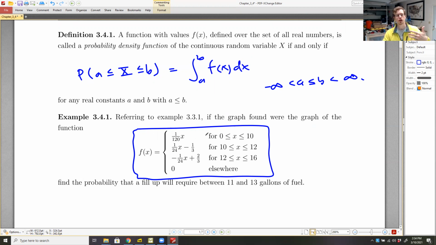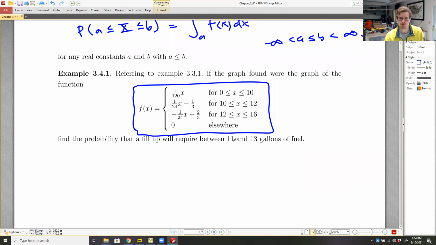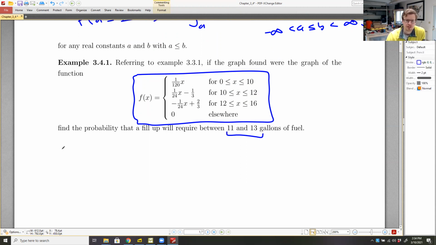So we could actually calculate a probability based on this function for a fill-up requiring between 11 and 13 gallons of fuel. So let's do that. So the probability that we're going to need between 11 and 13 gallons of fuel, if we gave a good probability density function in our previous section, which we did, and this is the function for it. This is the explicit form. So this probability should be the area under the graph, which is, in this case, the integral from 11 to 13 of our function.